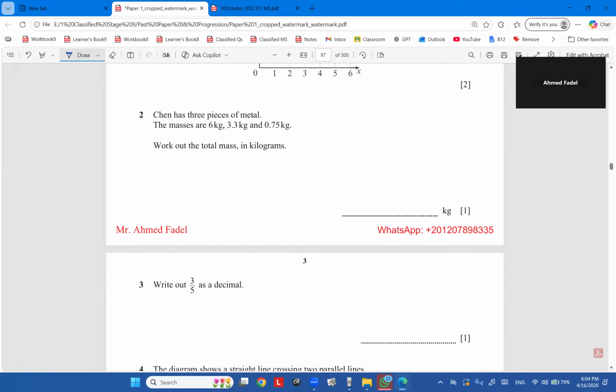Chen has 3 pieces of metal. The masses are 6 kilograms, 3.3 kilograms, and 0.75 kilograms. Work out the total mass in kilograms. This is paper 1. You are not allowed to use the calculator.